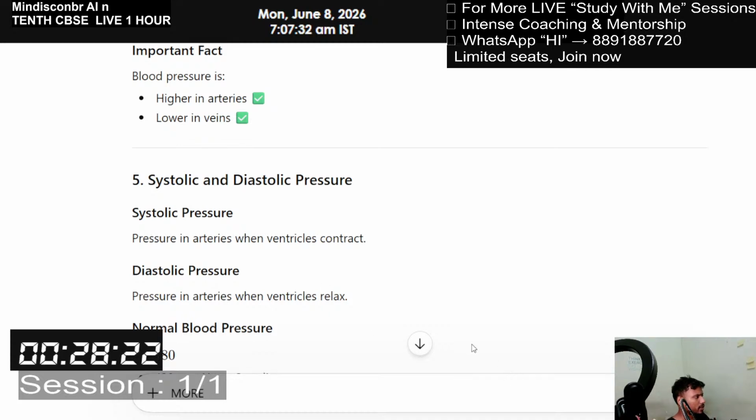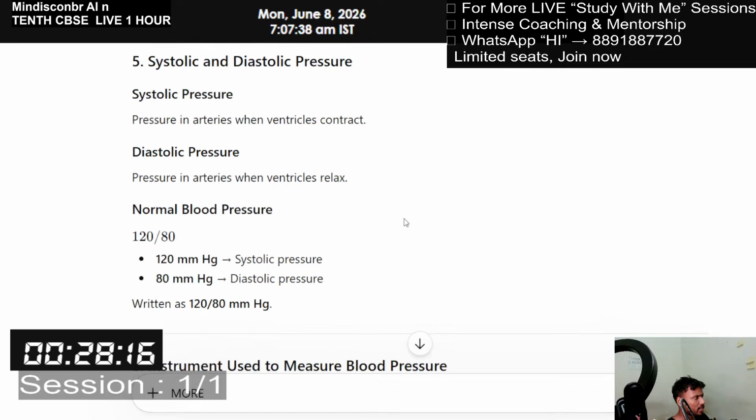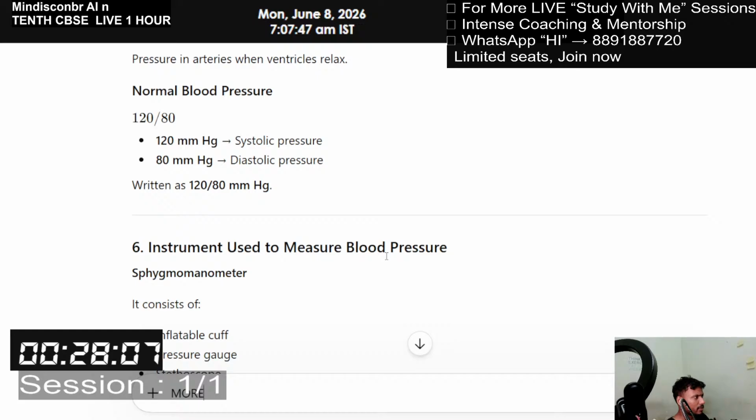Systolic and diastolic pressure. Systolic pressure is the pressure in arteries when the ventricles contract. Diastolic pressure is the pressure in arteries when the ventricles relax. Normal blood pressure is 120/80: 120 mm of mercury is the systolic pressure and 80 mm of mercury is the diastolic pressure. Written as 120/80 mm Hg.